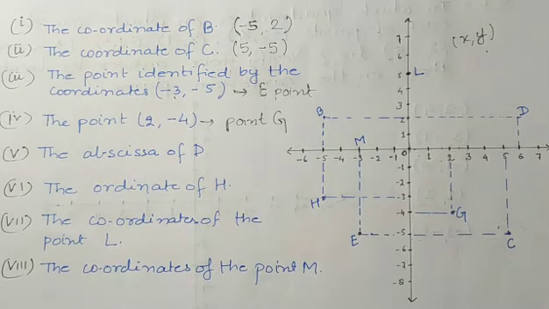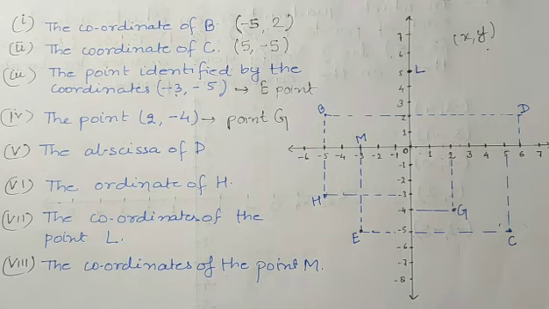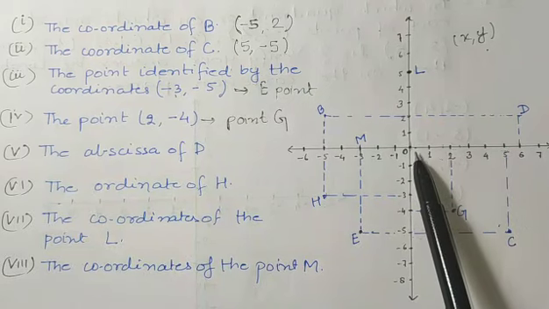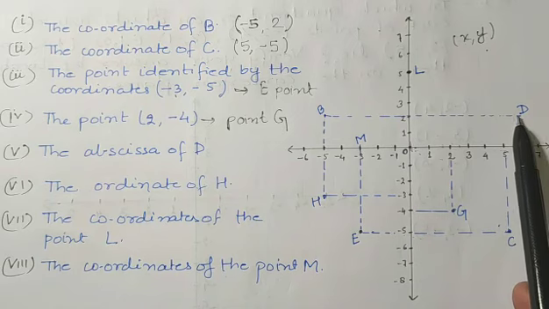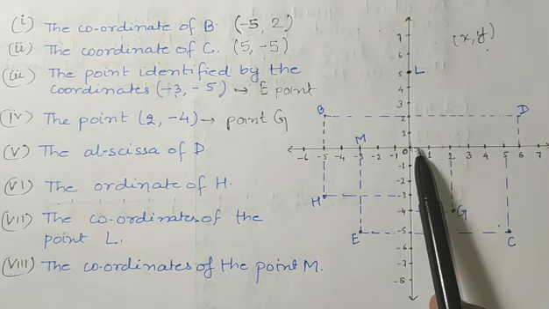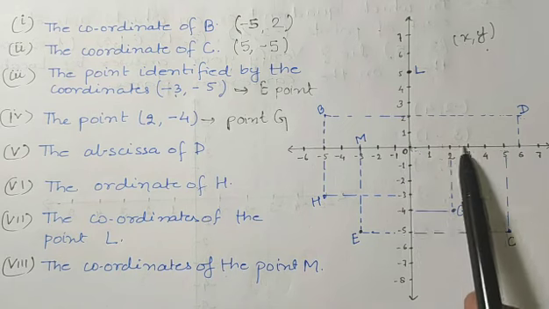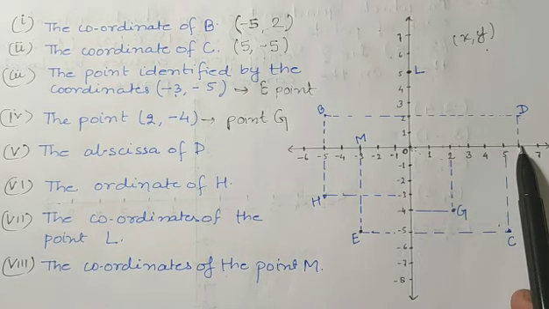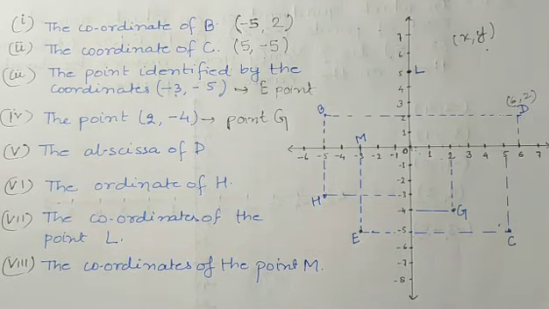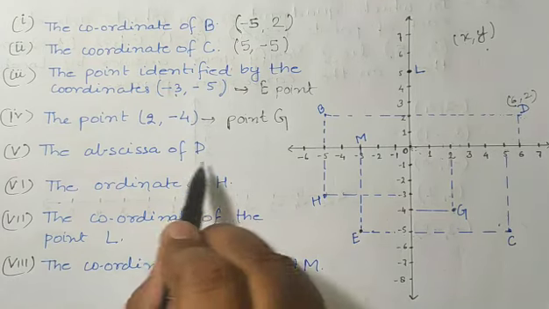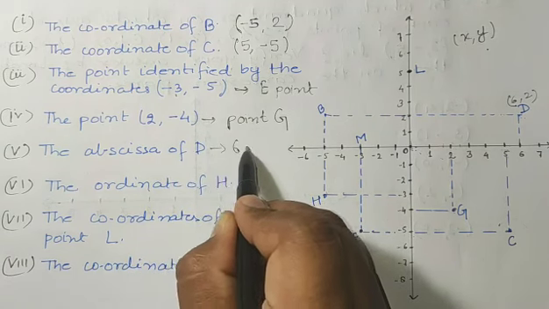Okay students, now the abscissa of D. What is the abscissa of D? Abscissa means distance towards the x-axis. If the question was, what is the coordinate of D, what would you write? Firstly we see the distance towards the x-axis, it is 6, and the distance towards the y-axis it is 2. So the coordinate of D is (6, 2). In this coordinate abscissa is 6, ordinate is 2. So here we can write the abscissa of D is 6 units.